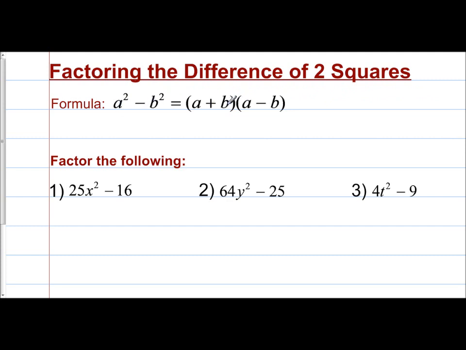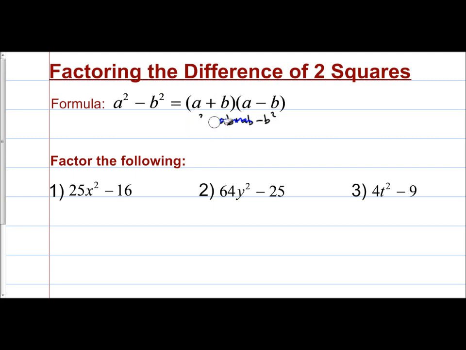You get a plus b, a minus b. You have the same terms. It's just that one's a plus sign and one's a minus sign. The reason why this works is because if you were to actually FOIL this out, you would get a squared minus ab plus ab, ba is ab, and then minus b squared. And ab minus ab, the outside and inside cancel, and you get a squared minus b squared.